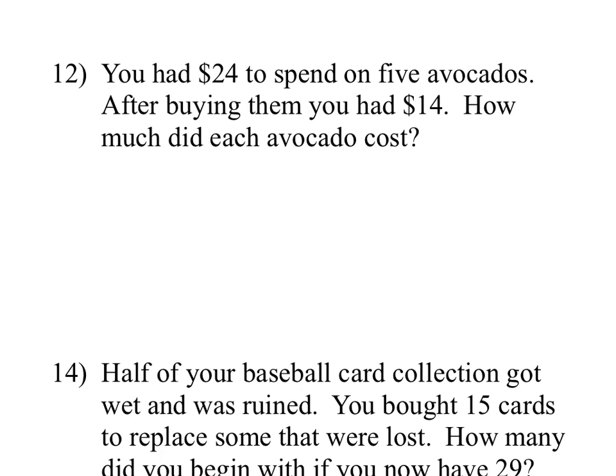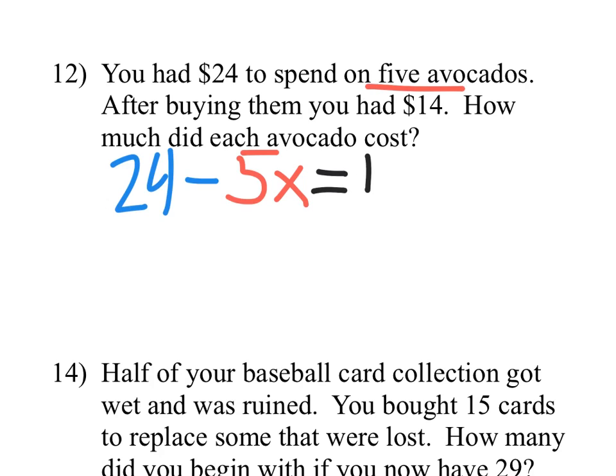Number 12, you had $24 to spend on 5 avocados. After buying them, you had $14. How much did each avocado cost? We're starting with $24. We're going to buy something. It's going to cost us money. We've got 5 avocados. We do not know how much they cost. So we're going to do 5x to represent how much we paid for the 5 avocados. Then we are left with $14. That's our final amount.